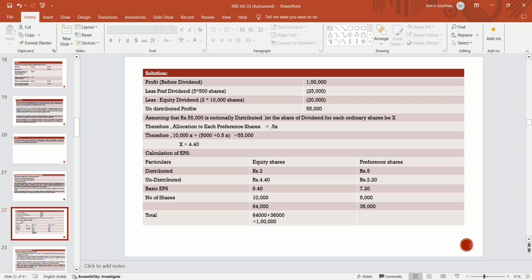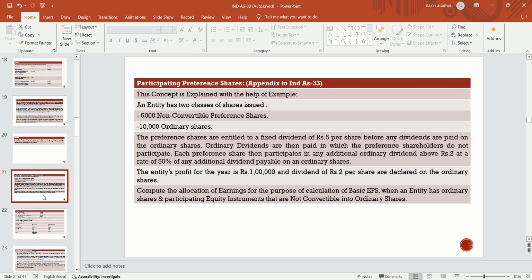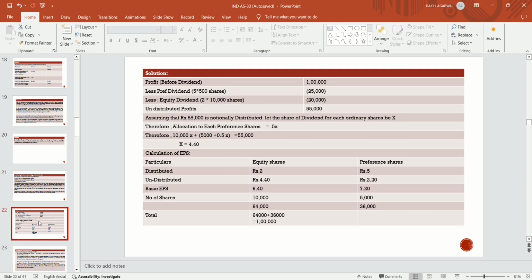Then the dividend paid to the equity shareholders: the number of shares is 10,000 ordinary equity shares. For that, a dividend of rupees 2 per share is to be declared on the ordinary shares and paid. So less equity dividend, that is 2 into 10,000, 20,000. The remaining amount, that is 1 lakh minus 25,000 minus 20,000, becomes undistributed profit of 55,000. That profit is not distributed to any equity holder.